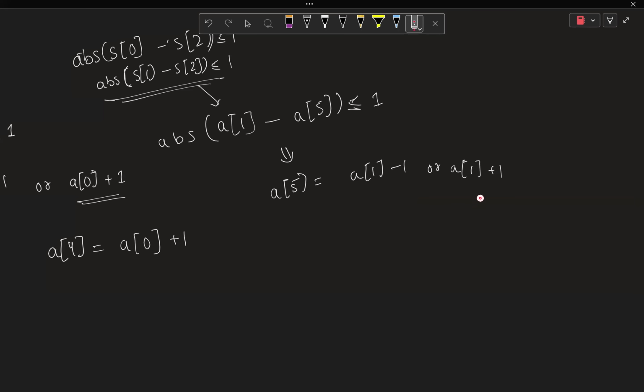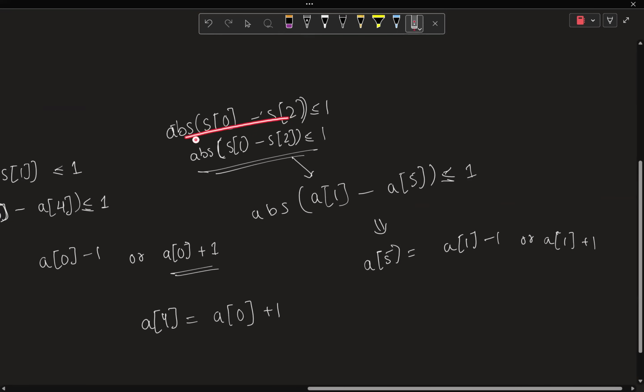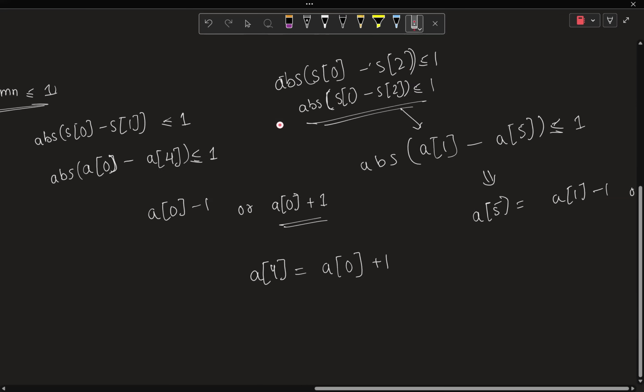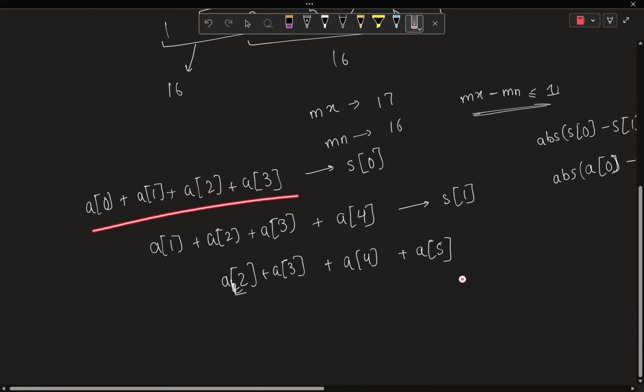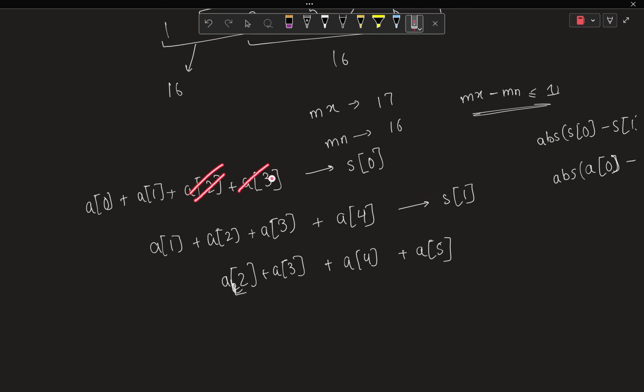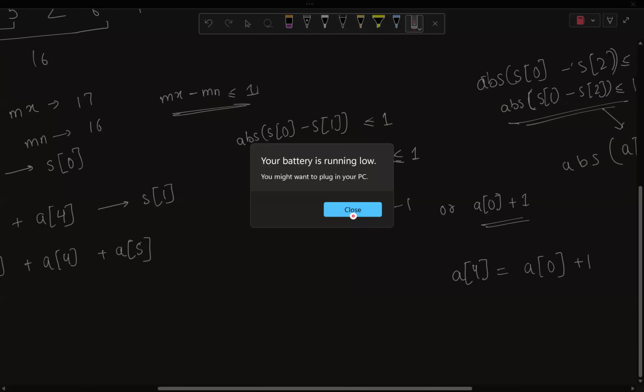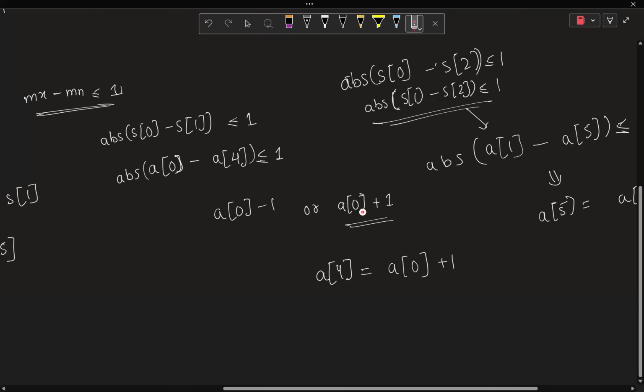In case I take a5 to be a1 plus 1, then the absolute difference of S0 minus S2 will turn out to be 2. Because you already know that if you are comparing these two subarrays, these elements are equal, and this a4 is already 1 greater than a0. So this a5 must be 1 less than a1, only then the absolute difference can be less than or equal to 1.